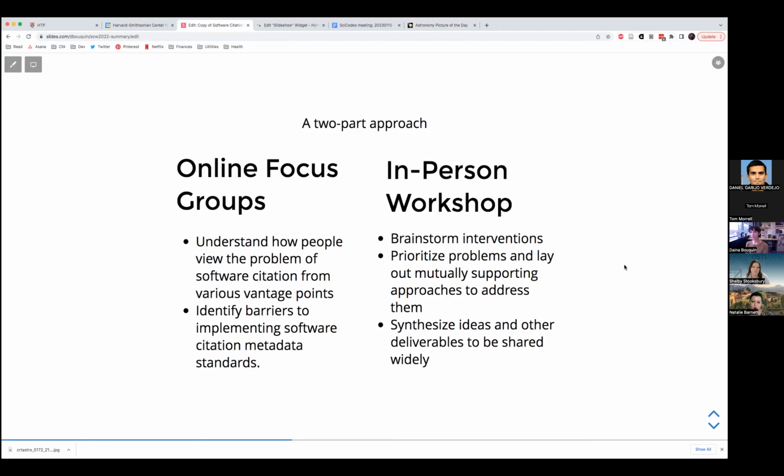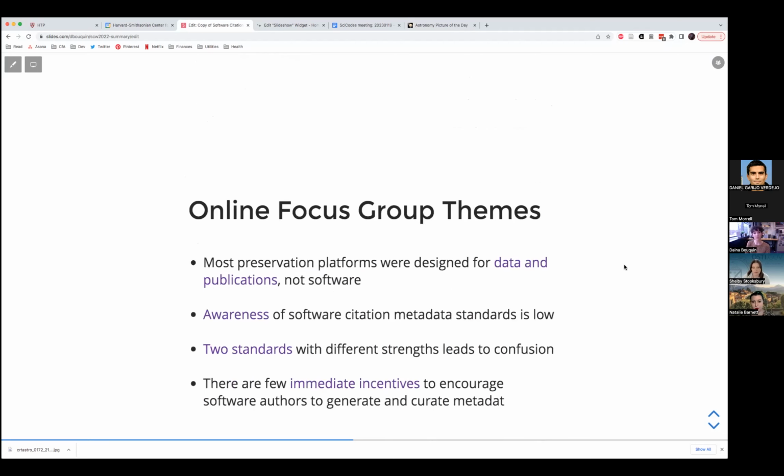And then during the in-person workshop, we were able to take those themes to this smaller group. So all of the themes that emerged from the online focus groups, we brought those to the in-person workshop and did some more concrete brainstorming around these issues to try to synthesize some ideas together for what we can do next to just kind of move the needle.